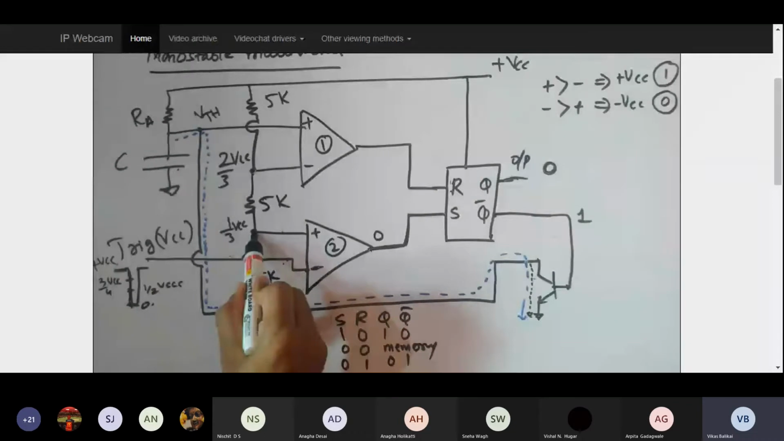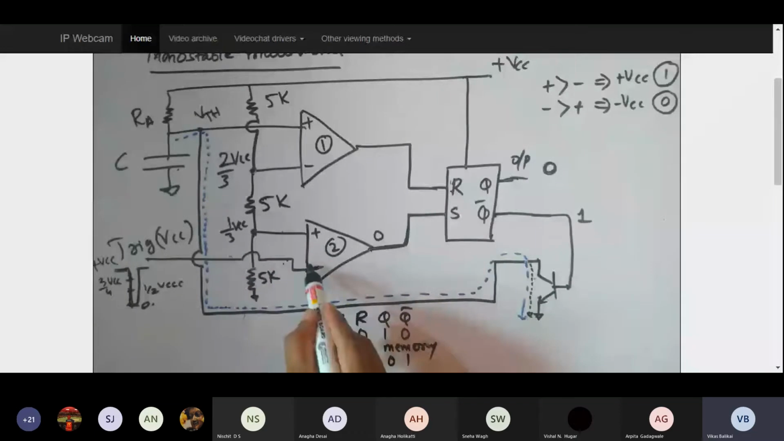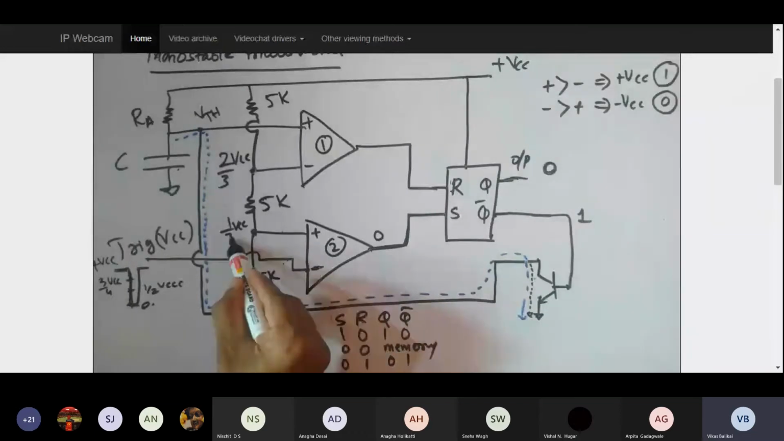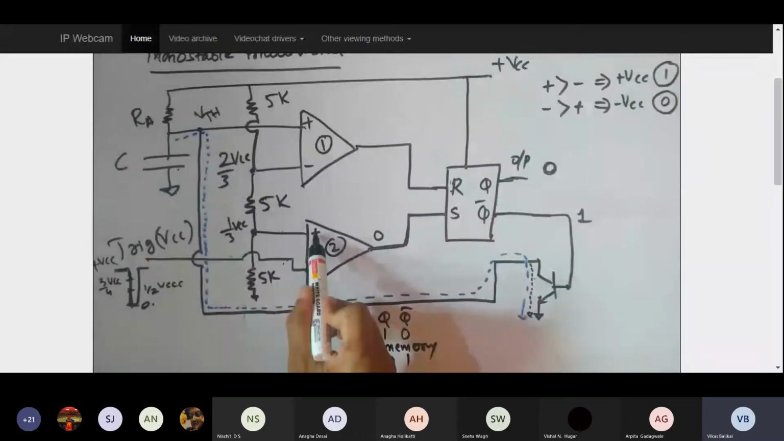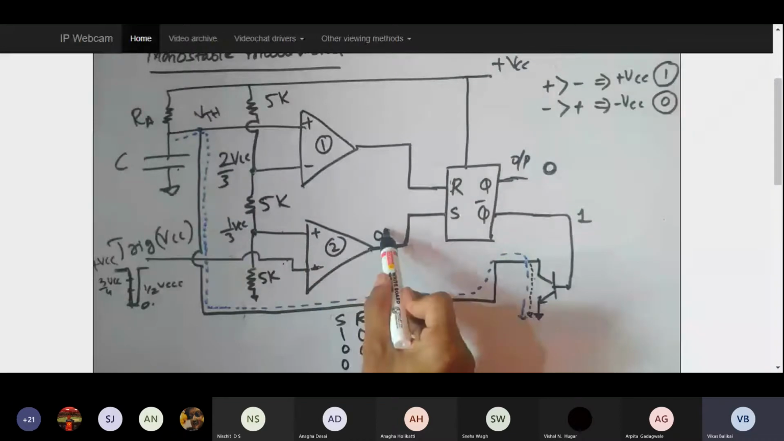A time will reach when this particular value will be less than 1/3 VCC. Under that scenario, the positive potential or the non-inverting terminal is at a higher potential than the inverting terminal. So in that scenario, my output will change from 0 to 1.